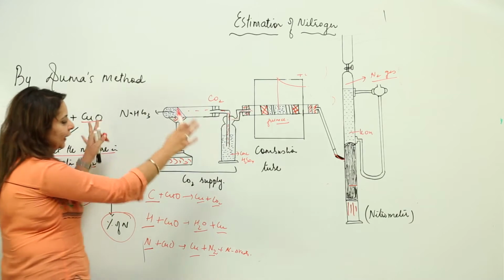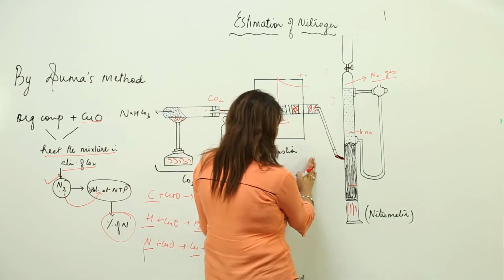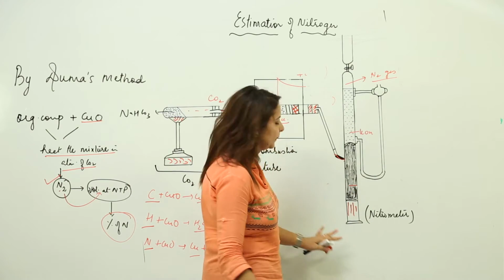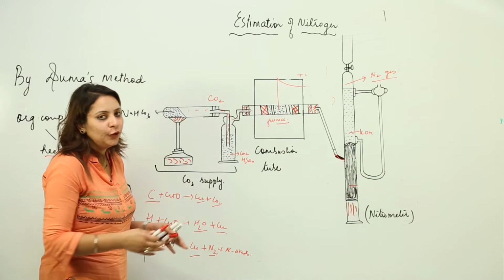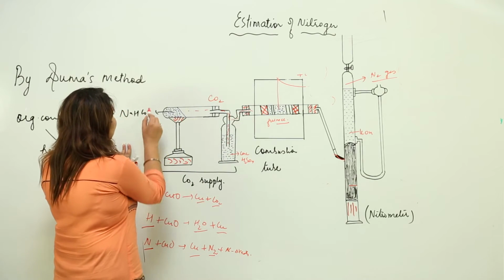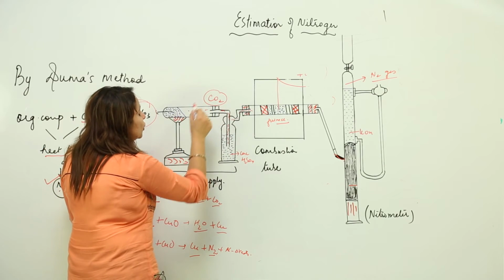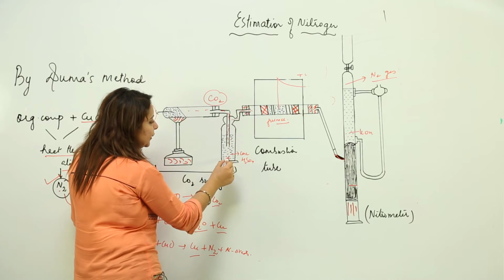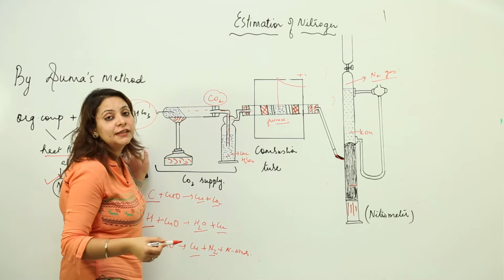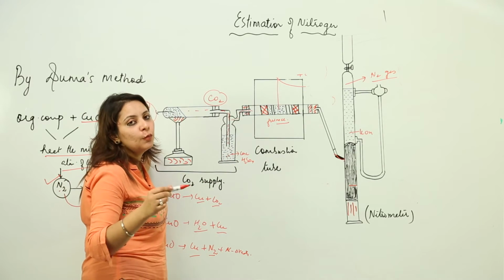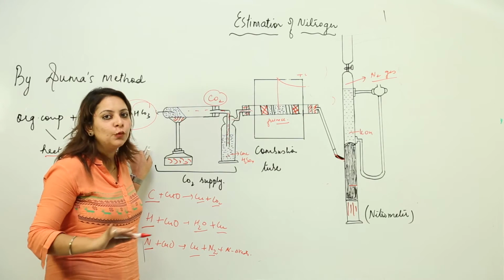So we have this kind of apparatus. This is a CO2 supply chamber, this is the combustion tube, and this is the nitrometer. I need a CO2 supply, and how am I going to get the CO2? I am going to heat sodium bicarbonate here, right, and as a result we get CO2. This CO2 is passed through concentrated sulfuric acid, because this acid is a dehydrating agent, so it removes the moisture. So now our CO2 is moisture free.